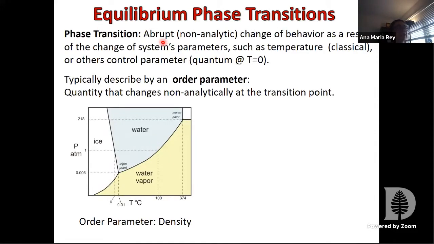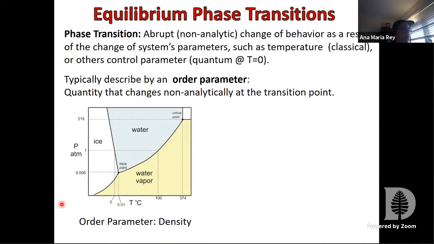We know that a phase transition is described by an abrupt change of behavior of the system and non-analytic behavior as we change one of the system's parameters. For example, in the case of finite temperature or classical transitions, the parameter can be the temperature, or in the case of a quantum system, it can be other parameters such as interactions, and these are called quantum phase transitions. The point is that these phase transitions at equilibrium are described by another parameter, an order parameter, which changes non-analytically at the transition point.